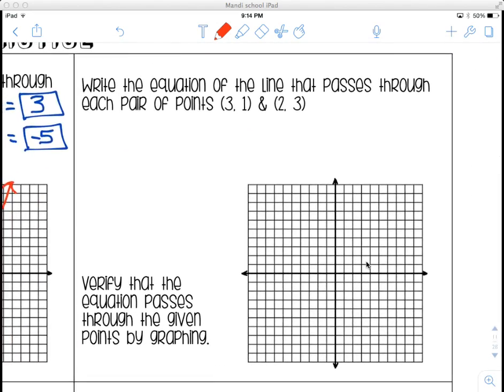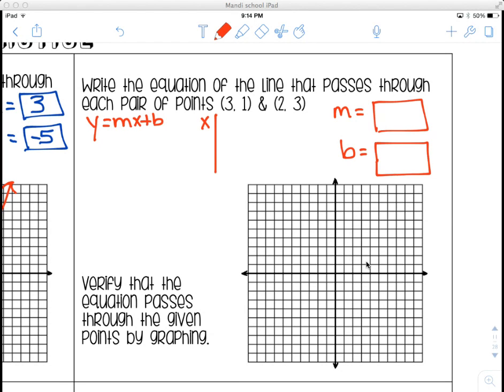Okay, the next one says write the equation of the line that passes through each pair of points. So once again, y equals mx plus b. We need an m, a slope, and a y-intercept, but we don't have slope given, and we don't have y-intercept given. So we're going to find the slope. We're going to do that by creating a table.